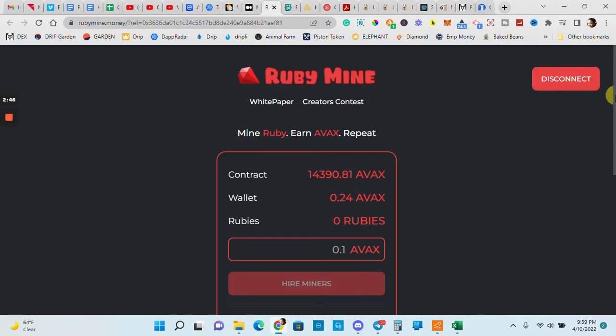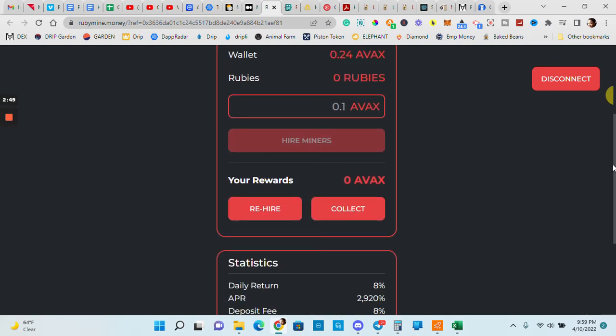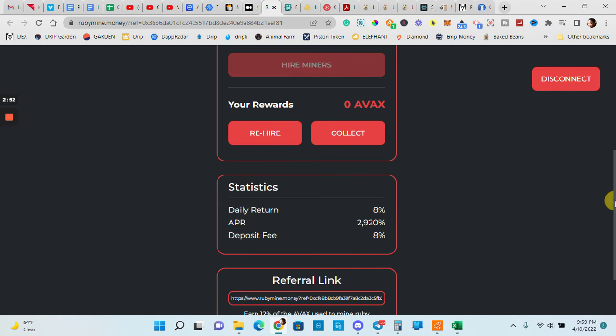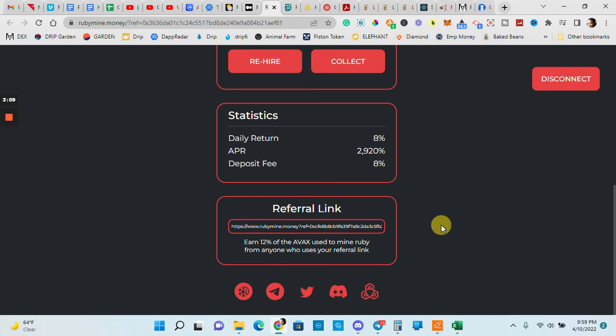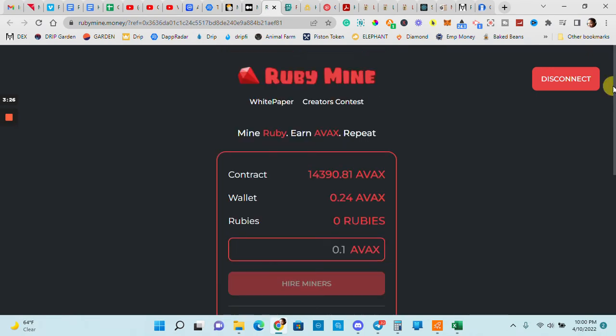Ruby mine looks pretty much similar to the baked beans project. The only difference is that it's on AVAX. Daily returns are up to 8% per day. The APR is 2,920%. There is a deposit fee, which is different from the baked beans: they charge a deposit fee of 8%. If you want to refer others, they give you a referral link. You can check out their contract on Snowtrace, join their Telegram group, check them out on Twitter, join their Discord, and check out their audit report.